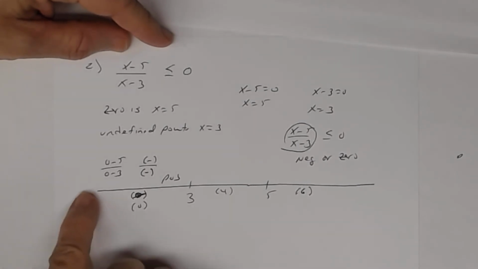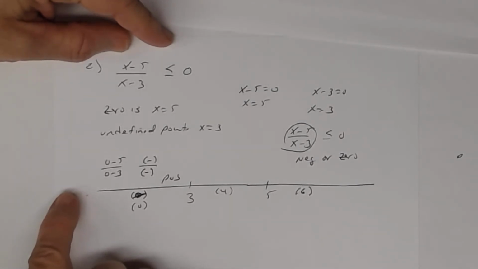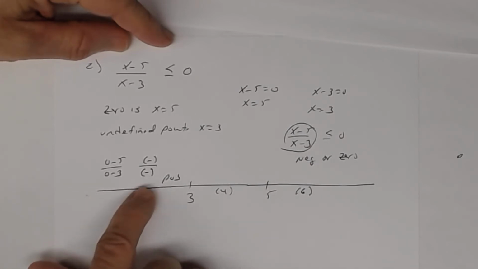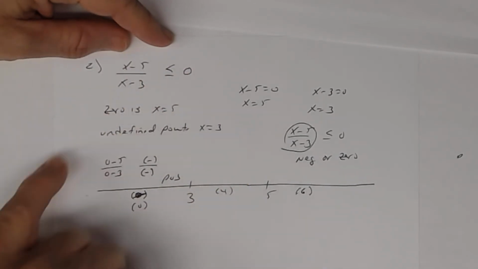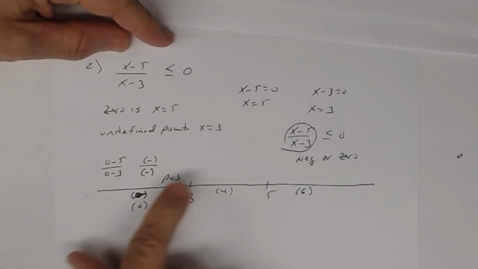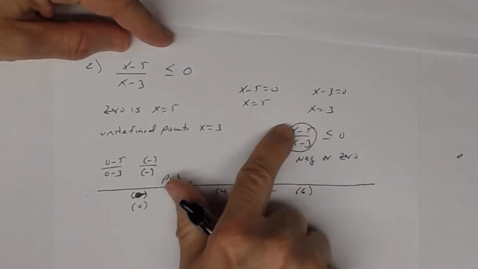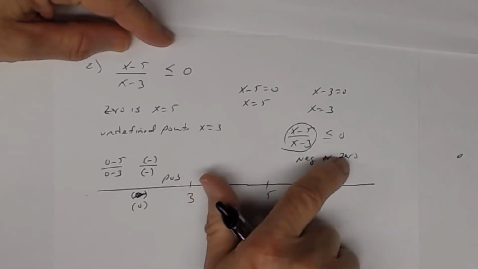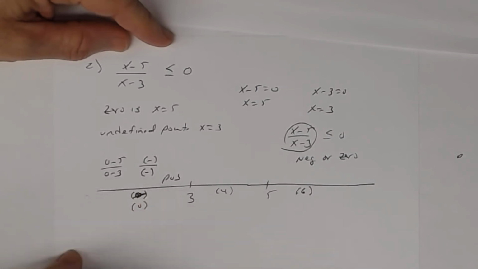A negative divided by a negative is a positive. So the question becomes, will the interval from negative infinity to 3 be a solution to this inequality? And the answer is no, because you want this expression to be less than 0, negative, or 0. This is positive. Okay? All right, so I'm going to put a little x there to remind me that that's not going to be a solution.